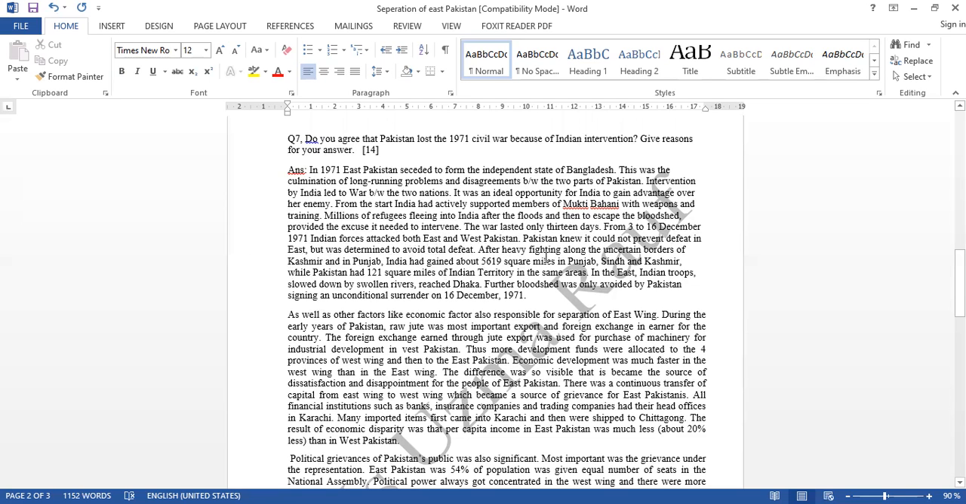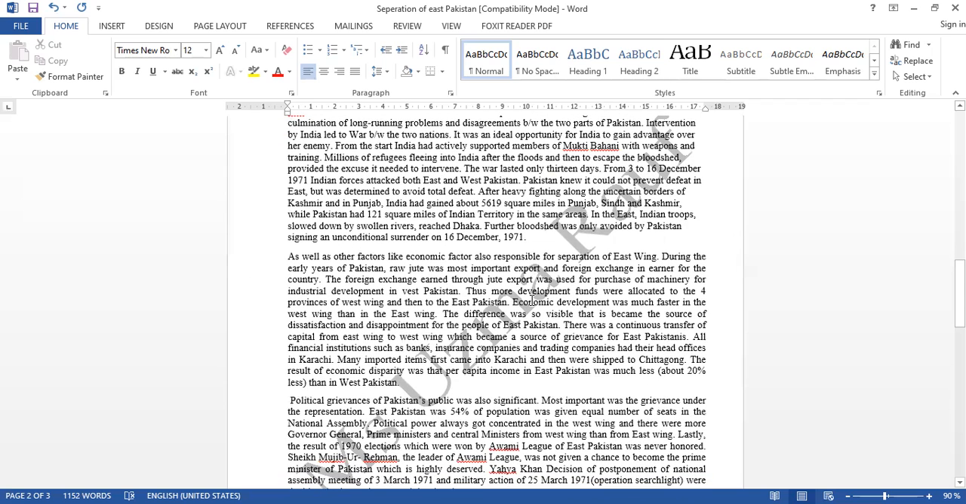After heavy fighting along the uncertain borders of Kashmir and in Punjab, India had gained about 5,619 square miles in Punjab, Sindh, and Kashmir, while Pakistan had gained 1 square mile of Indian territory in the same areas. In the east, Indian troops, slowed down by swollen rivers, reached Dhaka. Further bloodshed was only avoided by Pakistan signing an unconditional surrender on 16th December 1971. So this was the reason of Indian intervention.